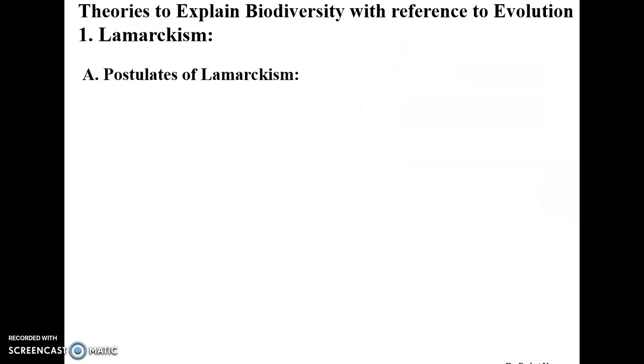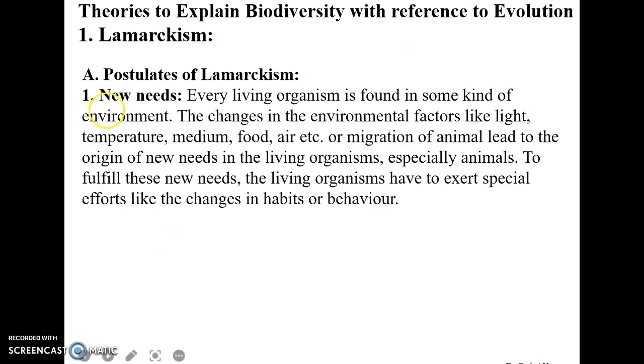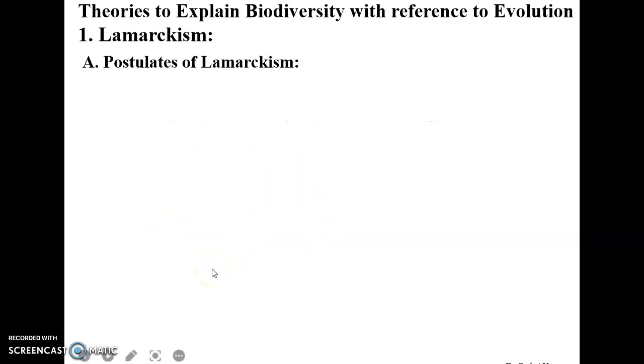There are some important postulates of Lamarckism, or Lamarck's theory. First is the new needs. Every living organism is found in some kind of environment, and according to that environment there are some kinds of needs, such as the need for light, temperature, a medium, food and air, or the migration of animals that also leads to the origin of new needs in living organisms. To fulfill these needs, living organisms have to exert special efforts like changes in their pattern, habits, or behavior.